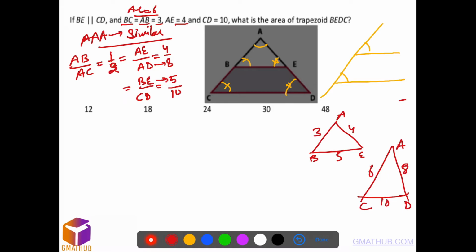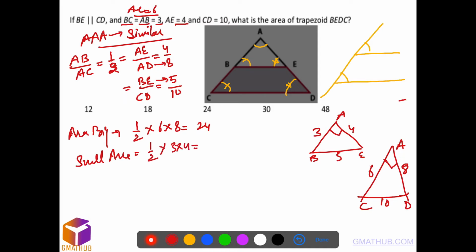So now if you see, 3, 4, 5 makes a right angle triangle, 6, 8, 10 makes a right angle triangle. So the area of the bigger triangle becomes half base into height, 24, and the area of the smaller triangle, half base into height, is 6. So this part would be 24 minus 6, 18.